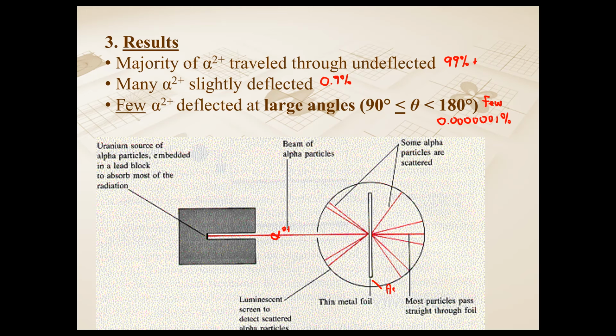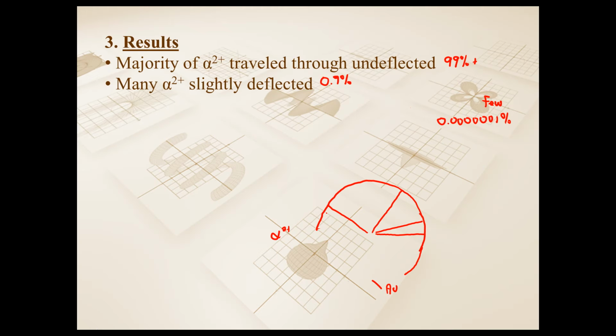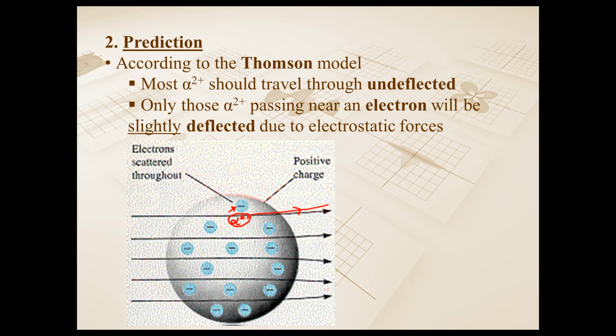initially, most of them should just go through undeflected, no problem. Some of them, we get the slight deflection. If we start to expand this, pull the screen out, then we start to notice we're getting some pretty big angles. And in fact, if we pull the screen all the way around, we're noticing that they start to bounce back. If we go back here, there is no way that this can happen.